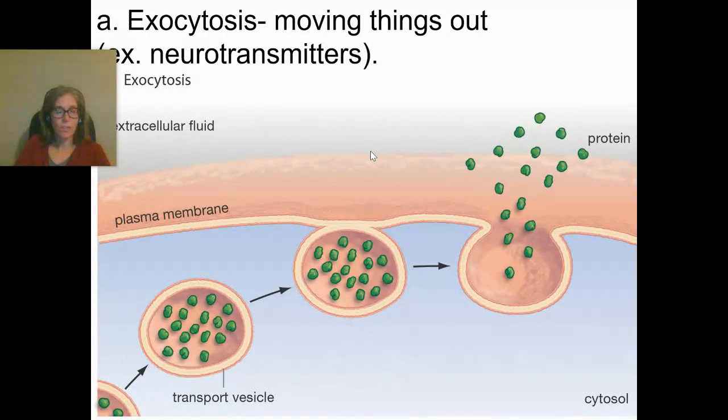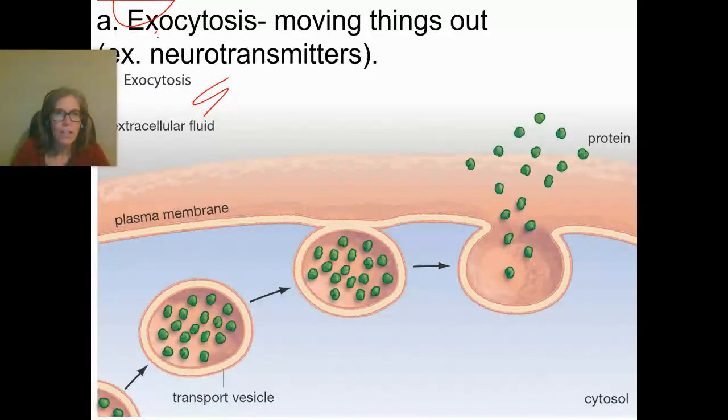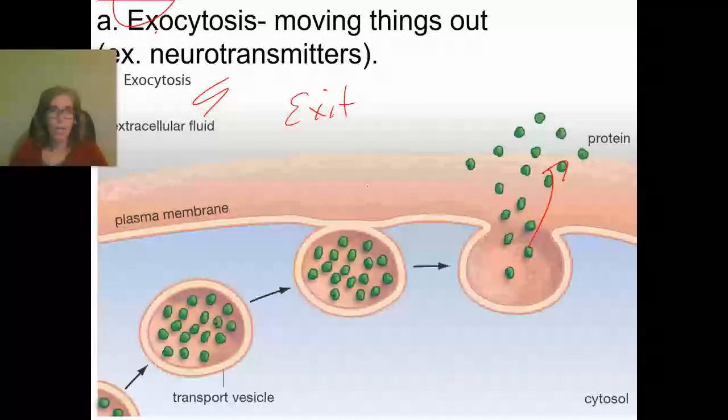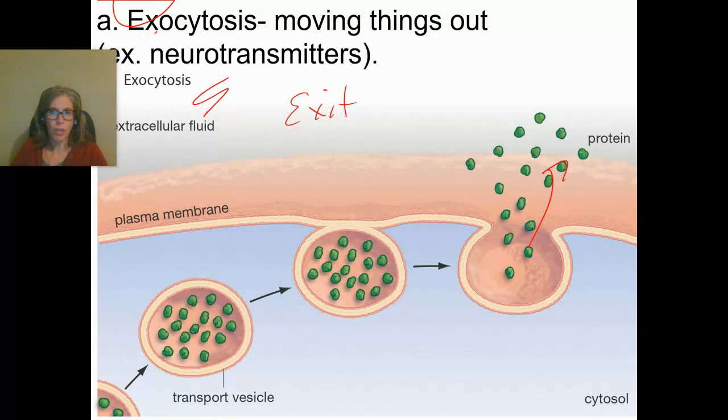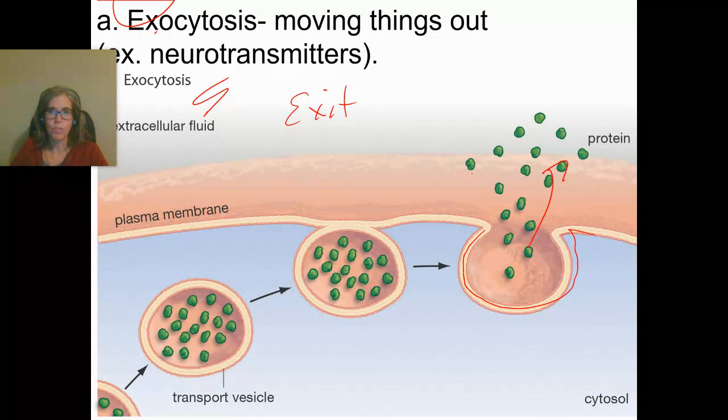So exocytosis, think exit. This is materials that are leaving the cell. And so a vesicle from the Golgi body comes over, it fuses with the cell membrane, and then this vesicle now is part of the cell membrane itself, which is kind of cool.